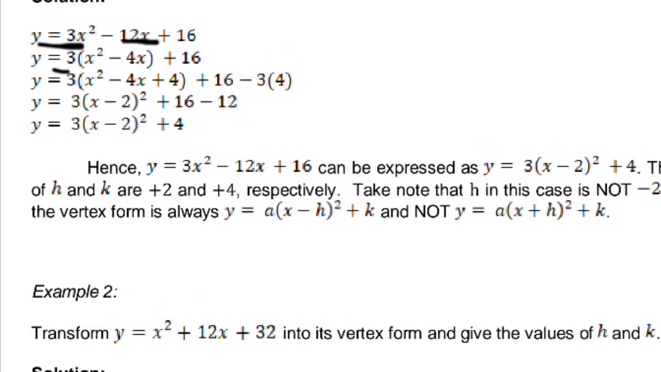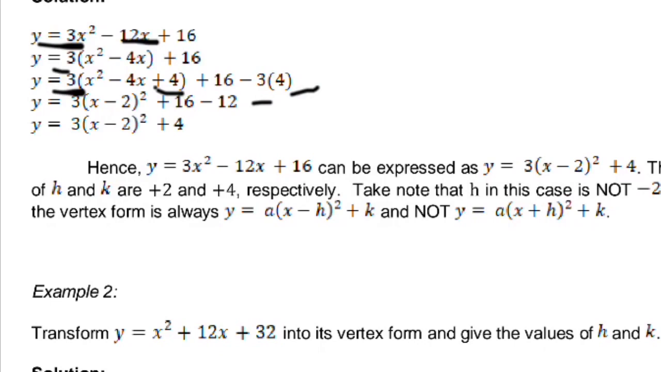Then after that one, you're going to subtract that one to the constant 16. So you're going to subtract the one that you have added here, 4, and the value of a, which is 3. Okay, so you have there 16 minus 3 times 4. 3 is a. 4 here is the number that you have added in here. Okay, then solving that one.